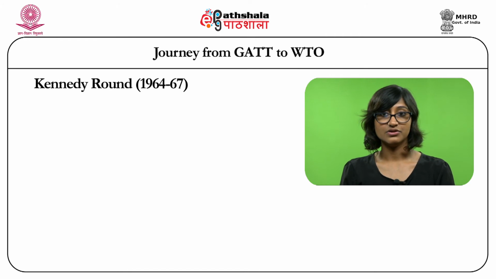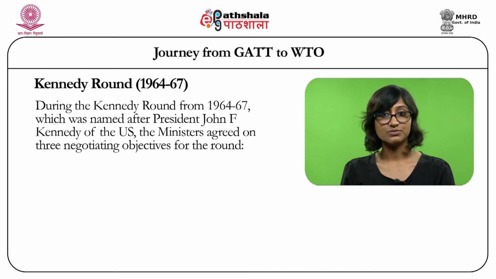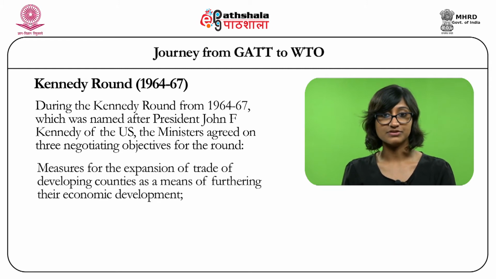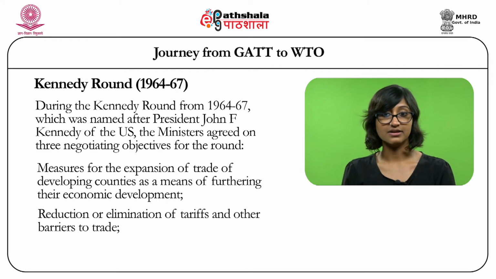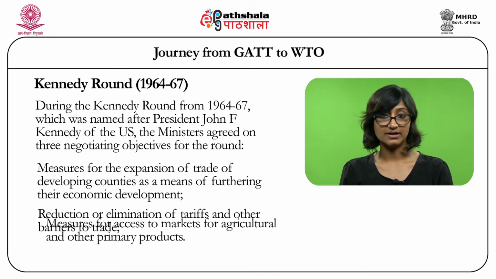The Kennedy round took place from 1964 to 1967. During the Kennedy round, which was named after President John F. Kennedy of the US, the ministers agreed on 3 negotiating objectives. The first was the measures for the expansion of trade of developing countries as a means for furthering their economic development. Second was the reduction or elimination of tariffs and other barriers to trade. And the third was measures for access to markets for agricultural and other primary products.